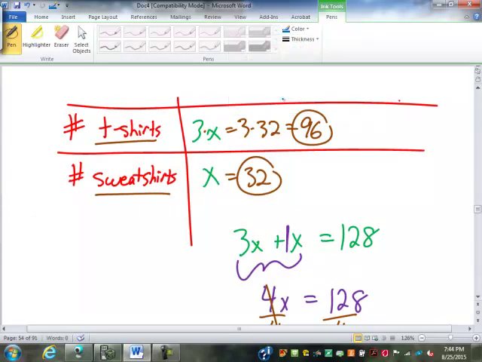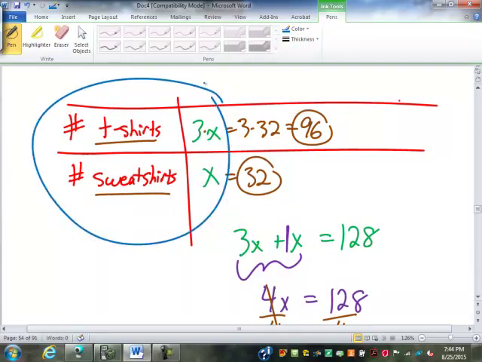That's also one of the reasons why I write this out, is so once I find out what my variable equals from the equation, I first of all know what the variable represents, and I also know how to find the other amount from that same variable.